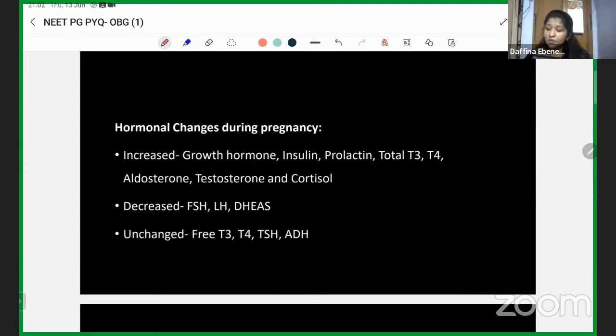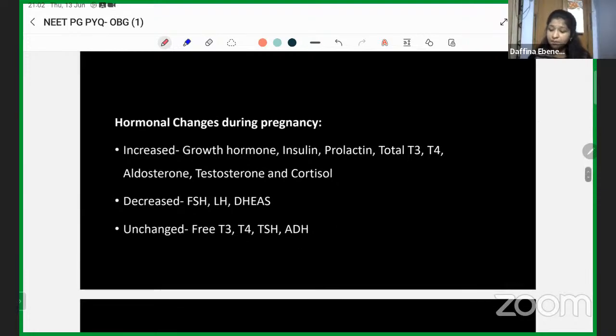Increased will be growth hormone, insulin, prolactin, total T3, T4, aldosterone, testosterone, and cortisol. Decreased will be FSH, LH, and dehydroepiandrosterone. And unchanged will be free T3, T4, TSH, and antidiuretic hormone.